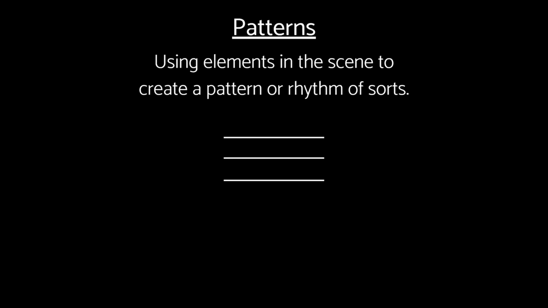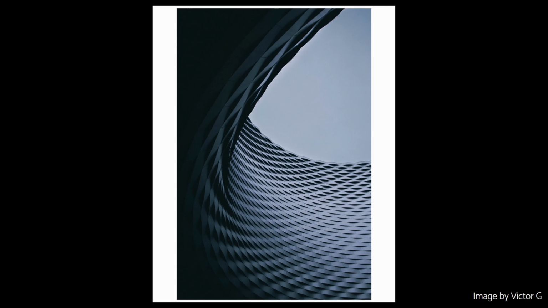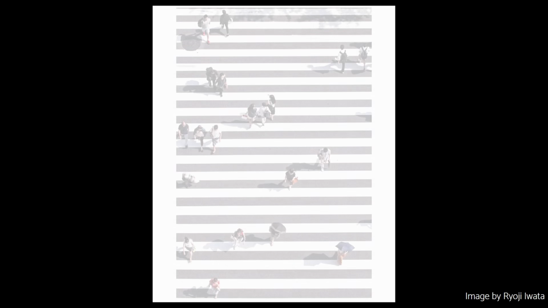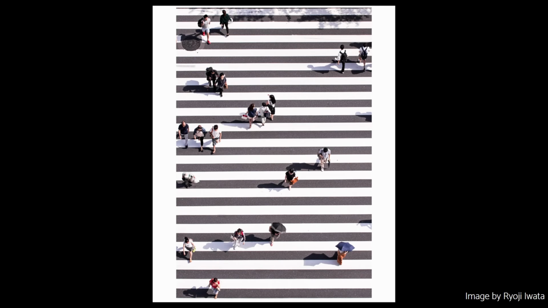Here's an example of architectural photography that leverages the interesting pattern of the building to add visual depth and interest. As you can see, Victor took an image of a building that has great patterns on it, creating visual interest and depth to the photo. Take a look at this example using patterns from the road.